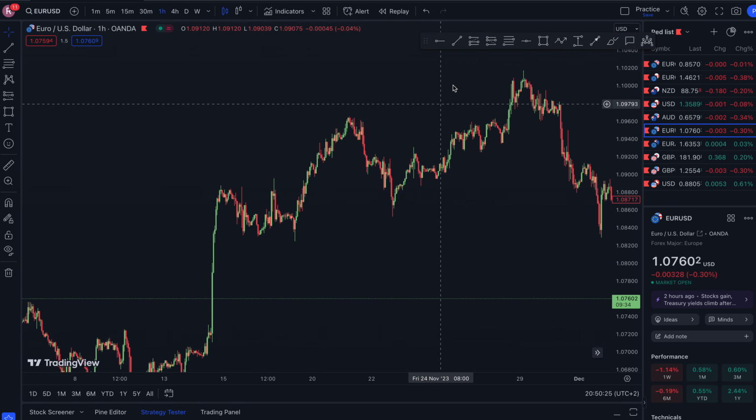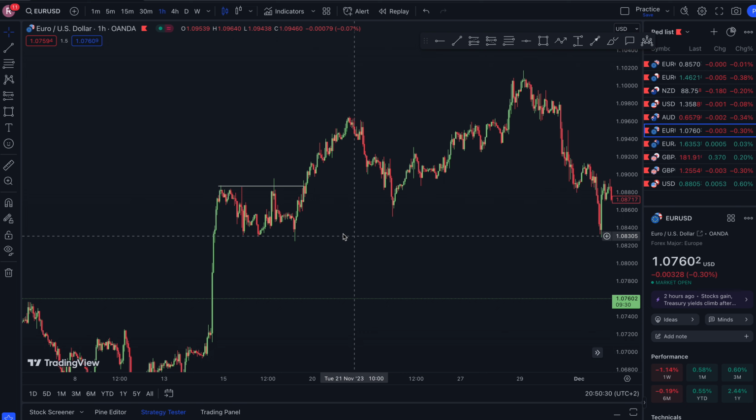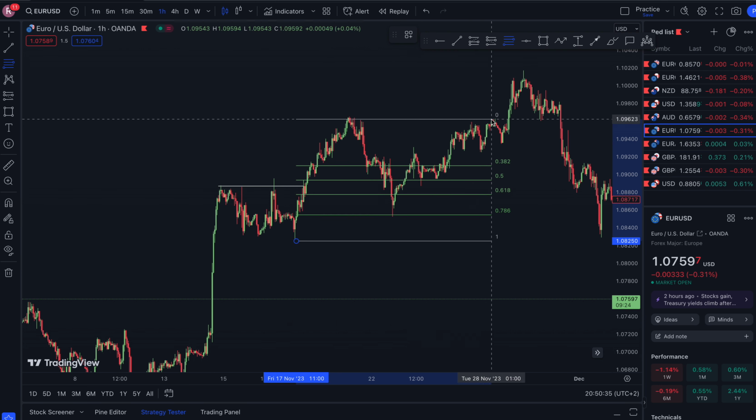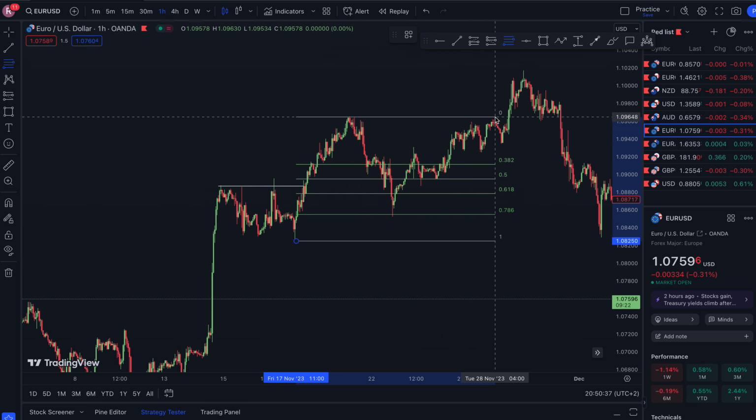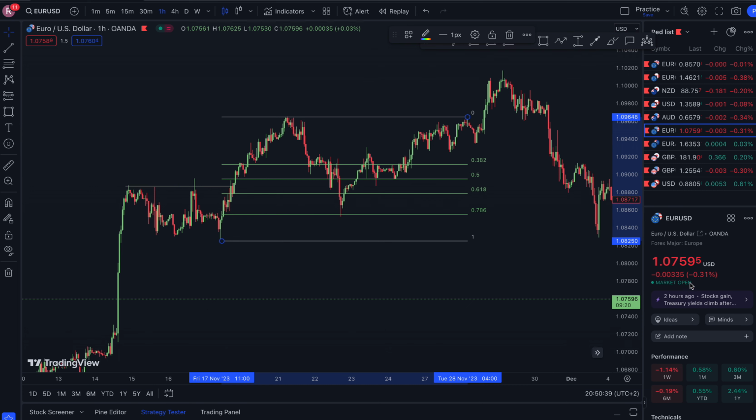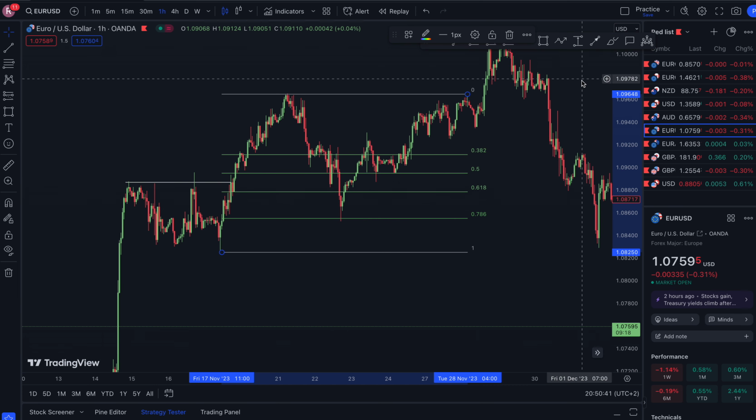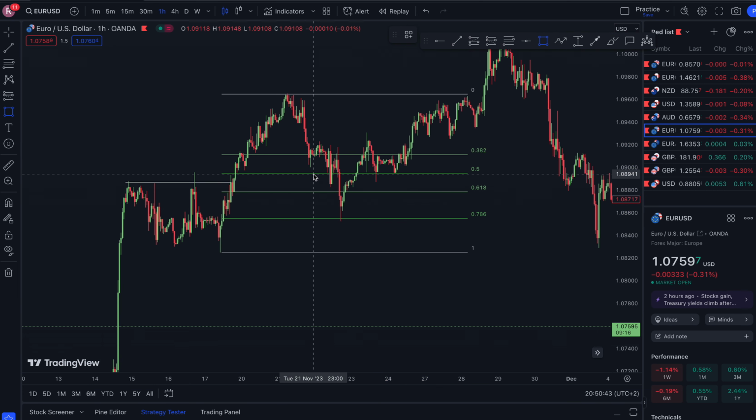So when price makes a higher high, as you can see right here, what you want to do is take your Fibonacci and draw it from the low to the high, and these are key levels for you to wait for price to turn. Now, these are the best levels to use, as you can see right here: 0.5, 0.6, and 0.7. These are the strongest levels.